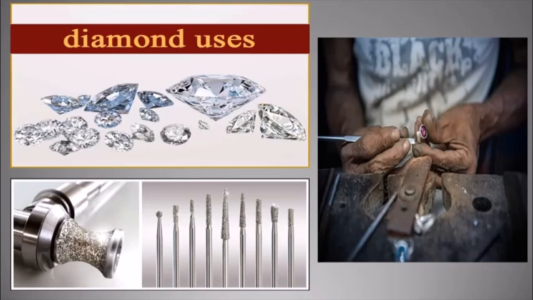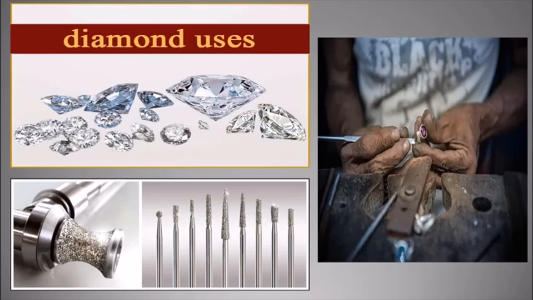Diamond is a very hard substance, so it is used in glass cutting and also in rock drilling machines, because in those things hard substances are required as they have to go very deep. So that is why diamonds are used.